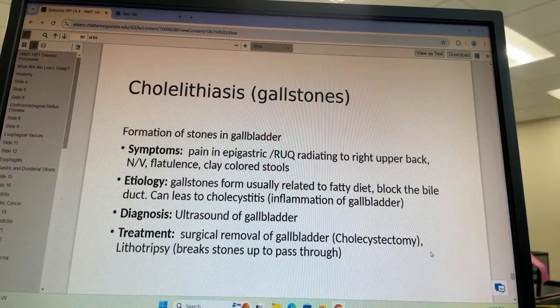Okay, now if that happens, then you're going to have cholecystitis, which is inflammation of the gallbladder. Okay, so cholelithiasis is just the presence of gallstones. Cholecystitis is the inflammation itself of the gallbladder. Just like diverticulosis is the presence of diverticula, diverticulitis is now that they're inflamed. Okay.